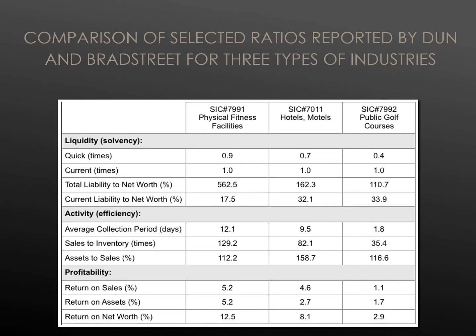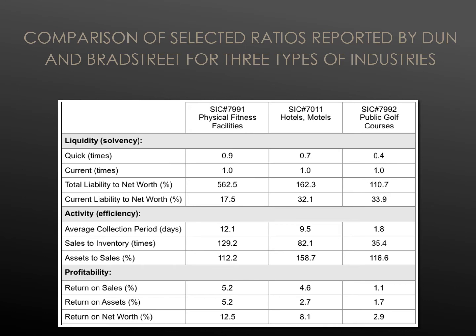So here's another way to look at it as well: we can look across different codes. If we look at liquidity, something like current liability to net worth as a percentage, and we look at the standard throughout physical fitness facilities, we're looking at 17.5, right? And then we look at hotels and motels, and we're looking at 32.1. And then across there are public golf courses, looking at 33.9.